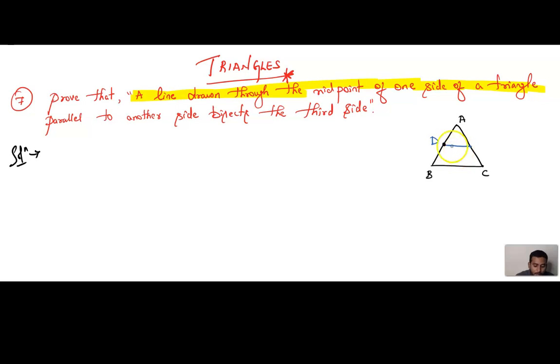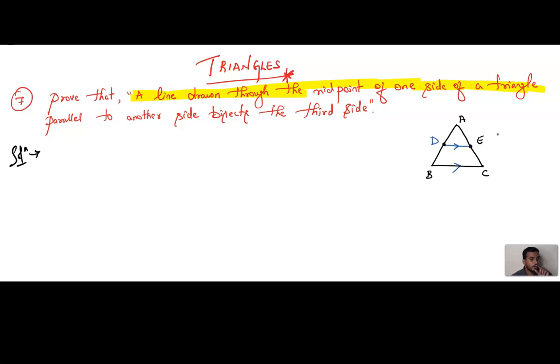Now this line is parallel to another side. From D we have drawn one line. Now that line is parallel to which side? BC. Very good. Now this line is parallel to BC. In case this line is parallel to BC, then one more point is coming here on AC. What is that point? E. Now we should show that E is the midpoint of AC. E is the midpoint of the third side. It bisects the third side. This is the proof we have to do.